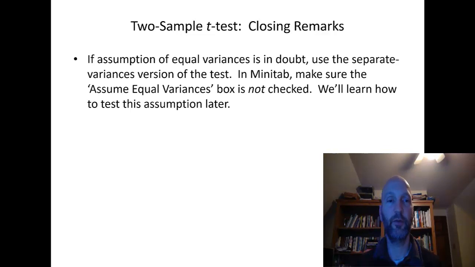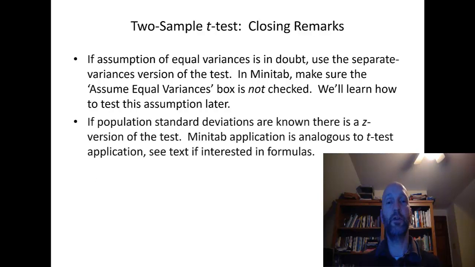So let's finish off this video by just noting that the assumption of equal variances is sometimes not one that you can make, and if you're in doubt about whether you should do that or not, then you can simply uncheck the assume equal variances box and do the unequal variances t-test. And we'll talk later in class about how to actually test for that. There's another hypothesis test for that. And if it just so happens that you know what those variances are, then there turns out to be a two-sample version of the z-test. And Minitab will do both of those. If you want the details on those, I'm going to refer you to the text.